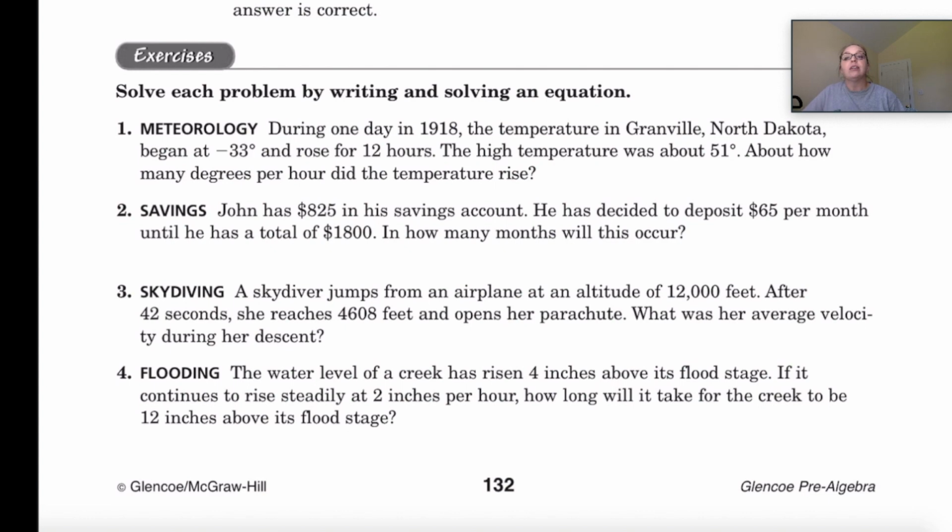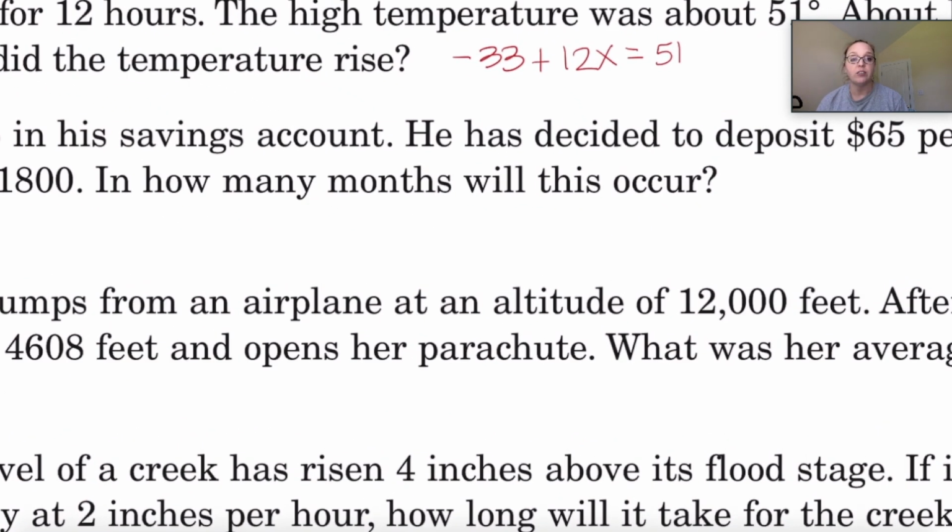So I'm going to start off where it says the temperature began at negative 33 degrees. So I'm going to write negative 33. It rose for 12 hours, so that means it's increasing or going up, so plus 12. But we don't know how much it rose each hour. So I'm going to put 12x, 12 hours times however many degrees each hour. Okay, and then the high temperature was about 51 degrees. So set that equal to 51. So there's our equation, negative 33 plus 12x equals 51.